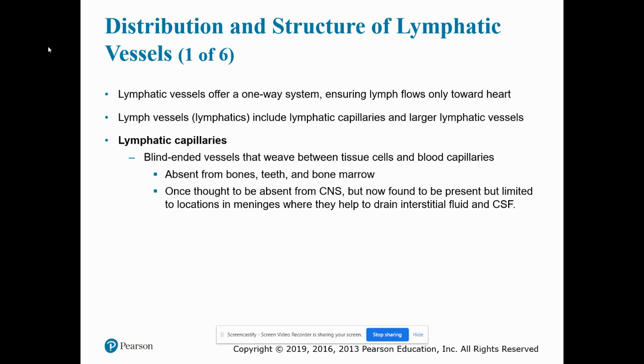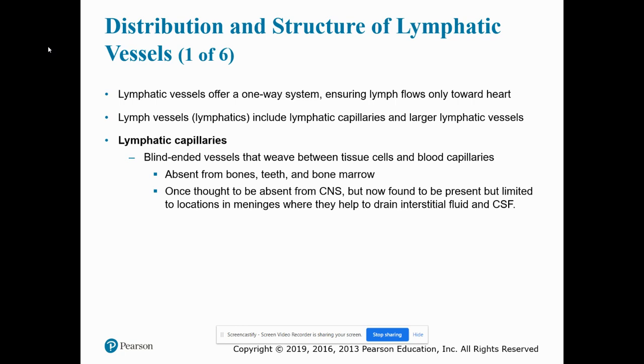The lymph vessels are a one-way system that ensures that lymph flows only toward the heart. Whereas with systemic circulation, we're going from the left ventricle, circulating throughout the body, and then coming back to the heart, and it continues to circulate, the lymphatic system is a one-way deal. It's going to pick up fluid from around the capillary beds and just deliver it back to the heart. It's not going to continue to circulate continuously throughout the body. Lymph vessels include lymphatic capillaries and larger lymphatic vessels.